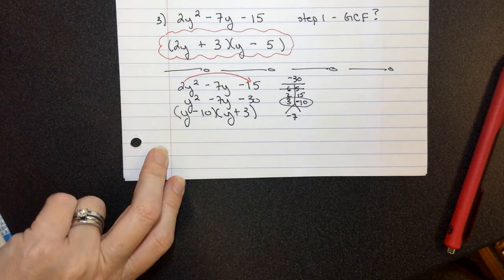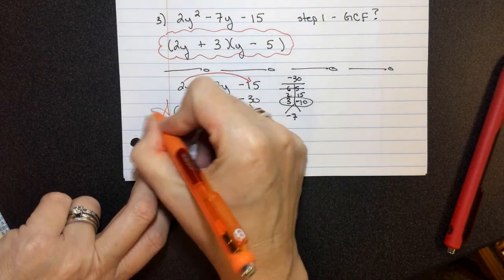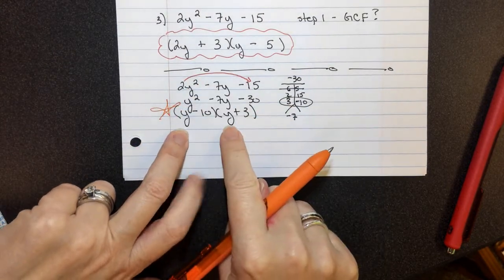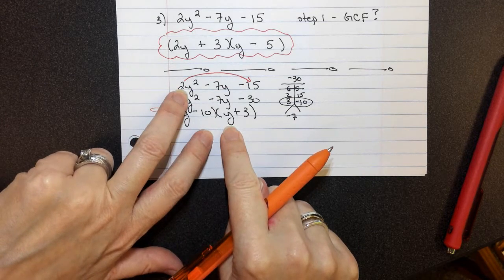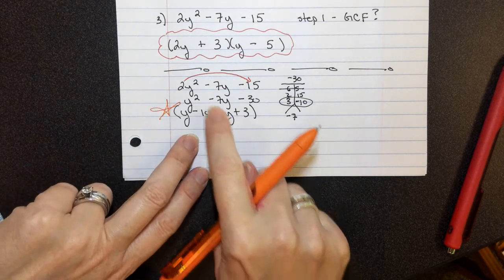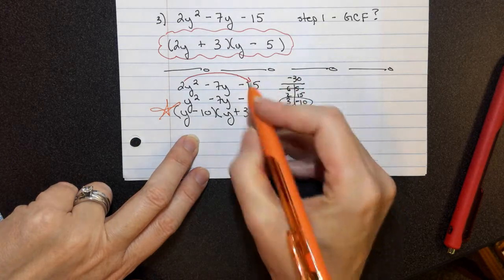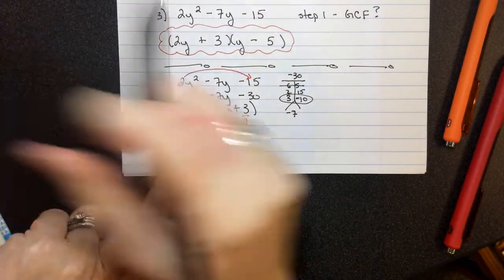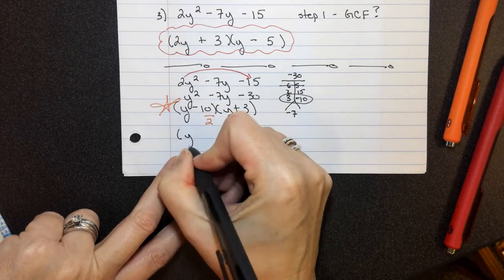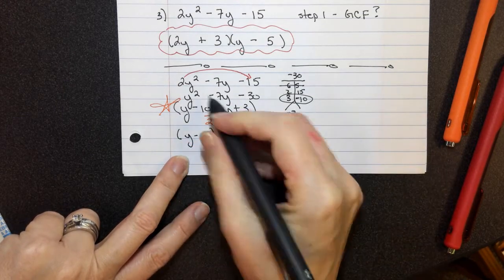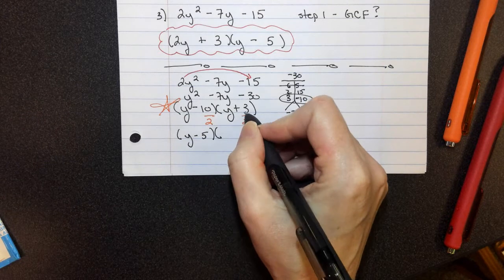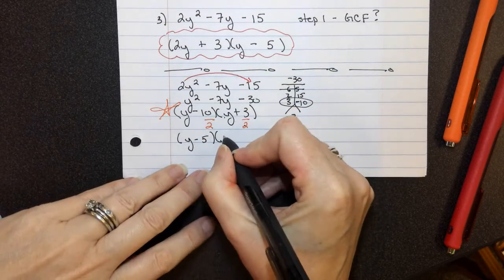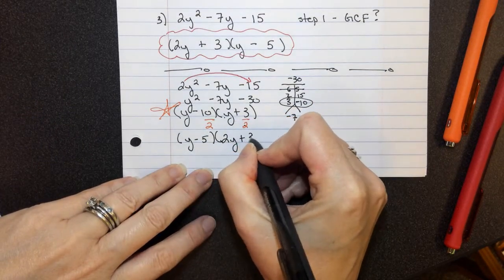A lot of students decide to stop there. You can't stop. Y times y is not 2y squared. So now, because I multiplied by 2 here, I'm going to have to divide my 2 out. So y minus 5. Because this is not a whole number, I'm going to pull that 2 up, so I have 2y plus 3.